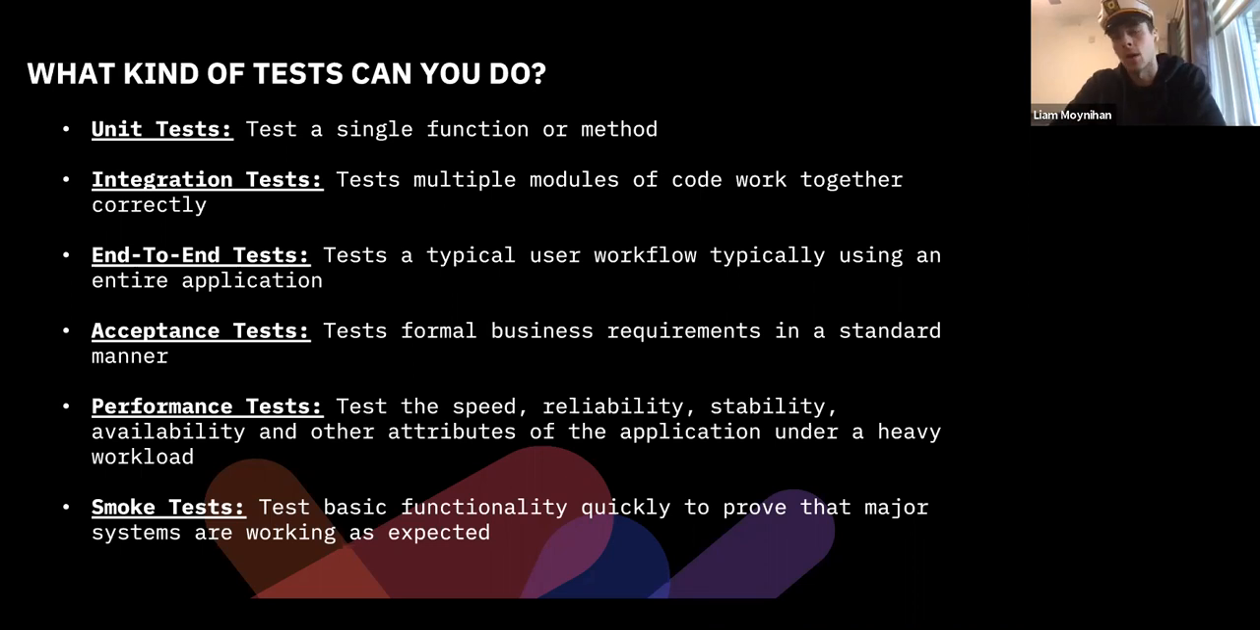Acceptance tests are a little bit more formalized if you're working at a co-op or any large company that has very specific requirements for your program. Acceptance tests will be measuring against a standard set of requirements, making sure that your program passes all of those. We also have performance tests. Performance tests are about making sure that if your program works, it also works when it has a lot of different requests coming in, a lot of users using it. And those typically test the speed, reliability, stability, and availability of your application.